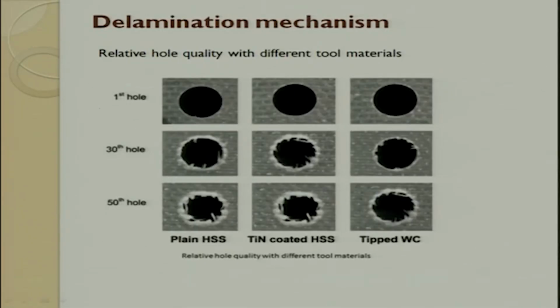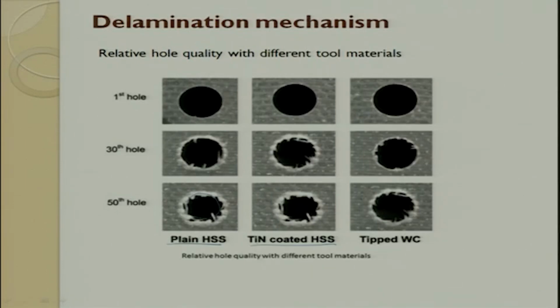If you look at the first hole, 30th hole and 50th hole with plain HSS, because of the tool geometry getting distorted, you see the fiber is not getting cut, but is pulled out of the matrix and left there. When you look at titanium coated, I wanted to enhance the temperature and wear resistance, so I do a coating on top of this HSS tool, and you see there is a slight enhancement, but it is not so much. Here the damage looks slightly higher, or it is almost maintained the same.